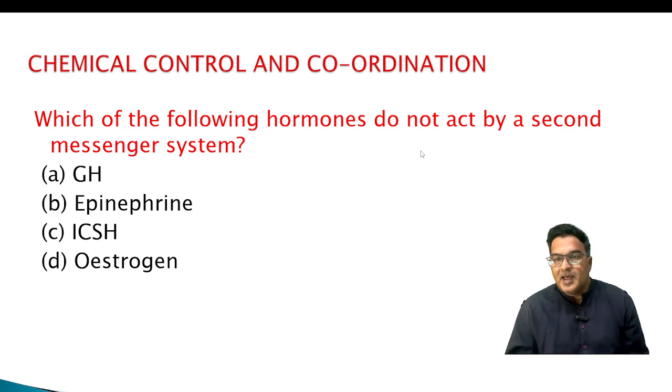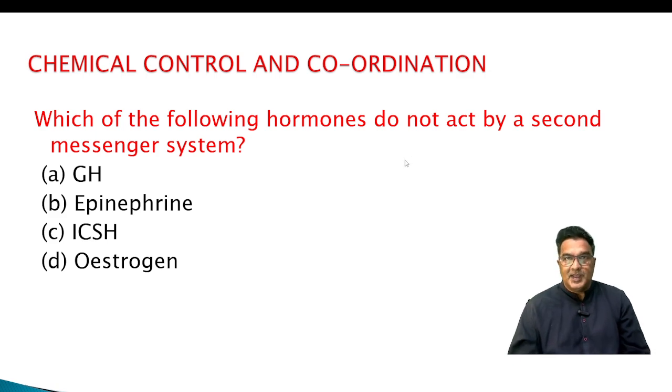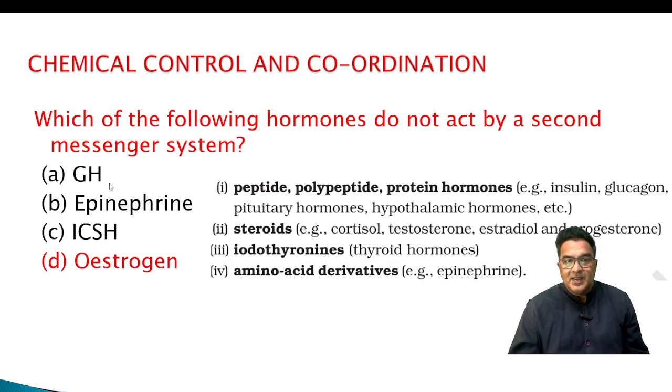Which of the following hormones do not act by a second messenger? Steroid hormones and iodothyronines don't have a second messenger. They have receptors inside the cell. So in that way, we have to find out the growth hormone. As I said, growth hormone is a protein hormone.